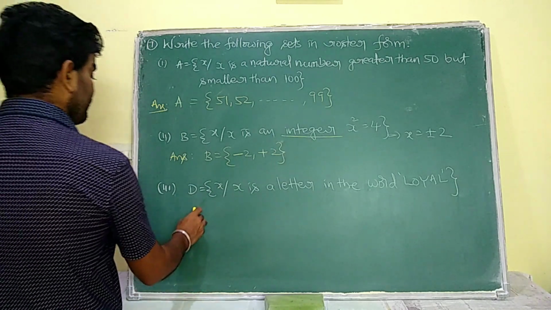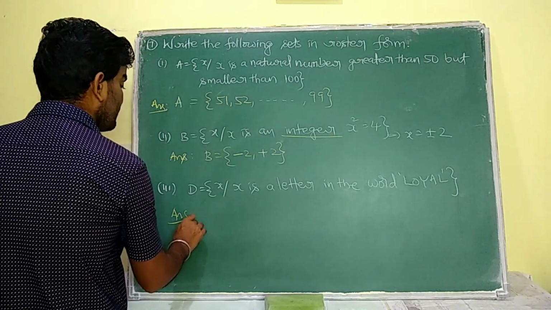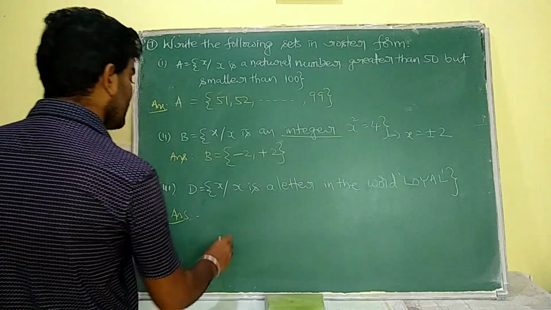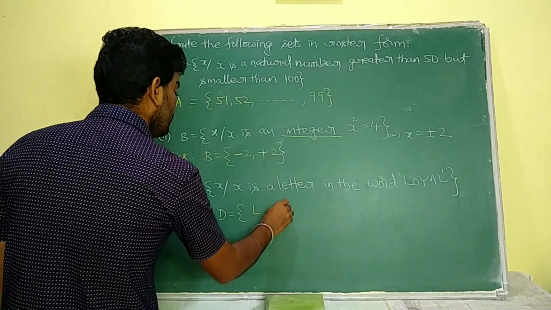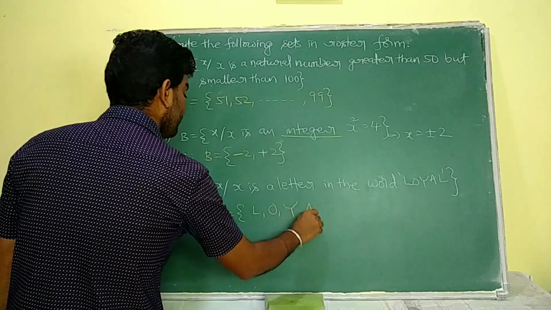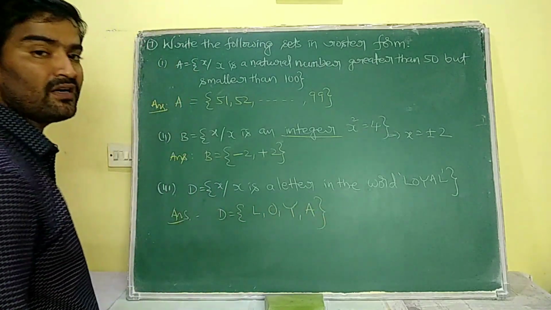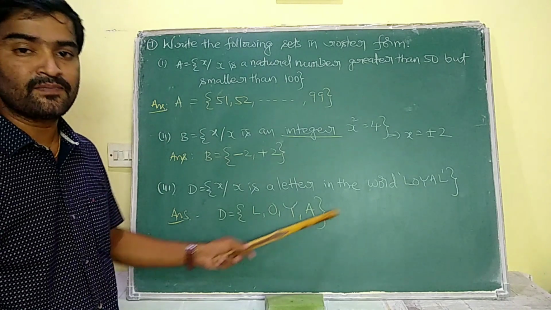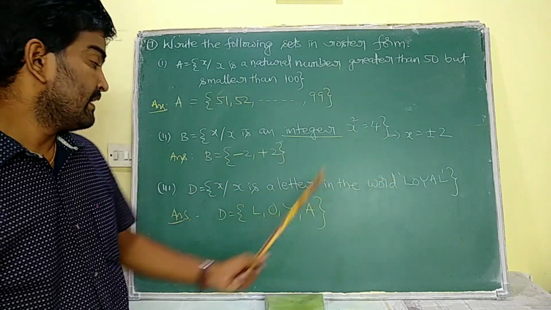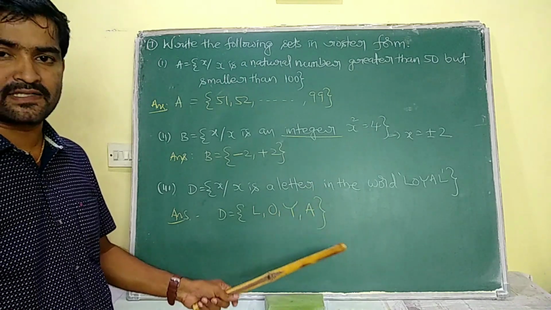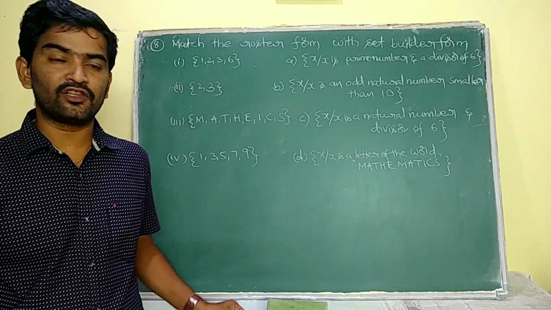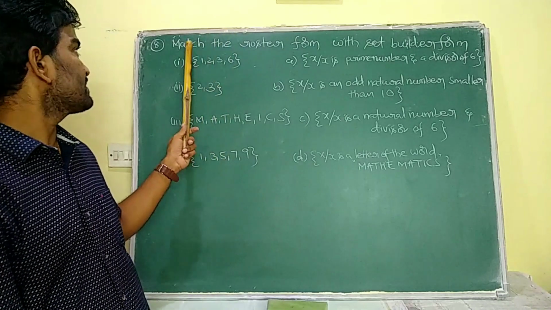Now D. Here, what is said? X says that x is a letter in the word loyal. Then into the D I have to write L, O, Y, A. Again that L is not written here a second time because that L is repeated. That's why repeated letters are not allowed in sets. I hope you understand.